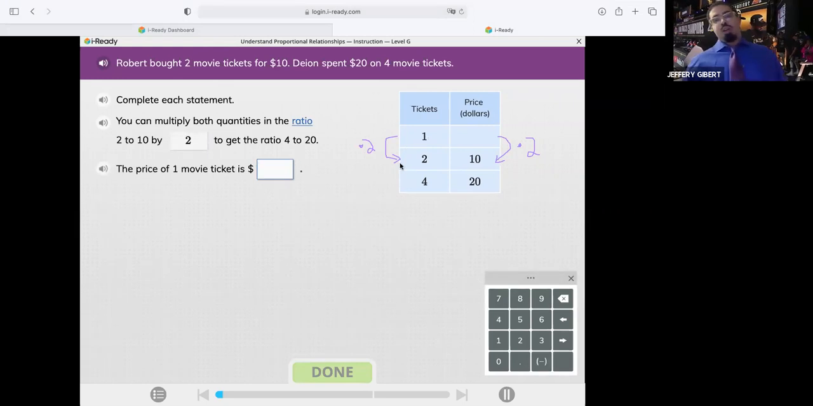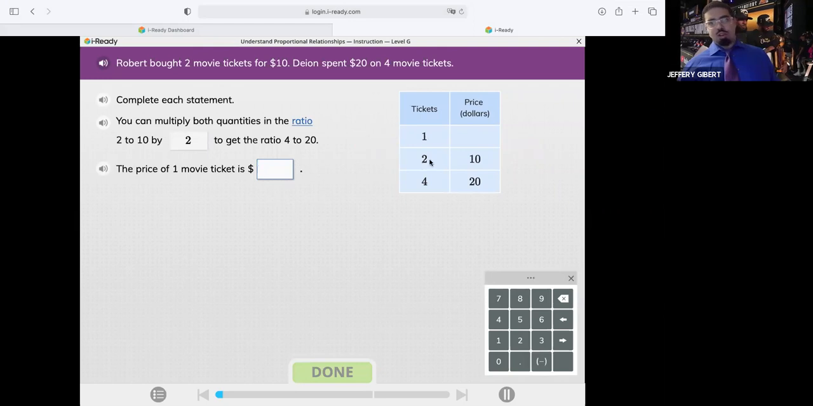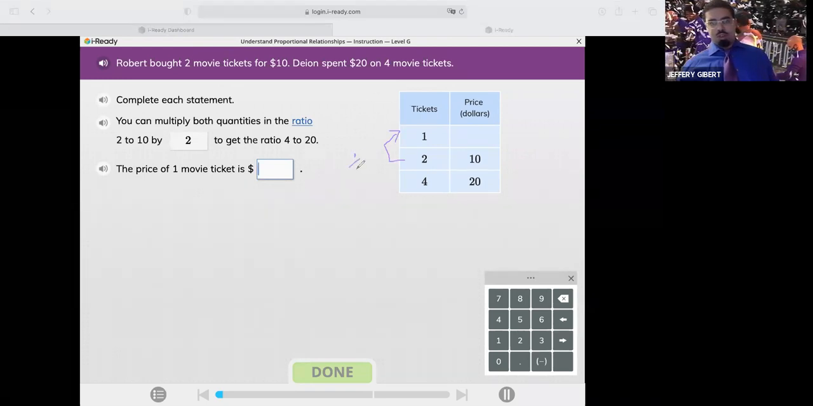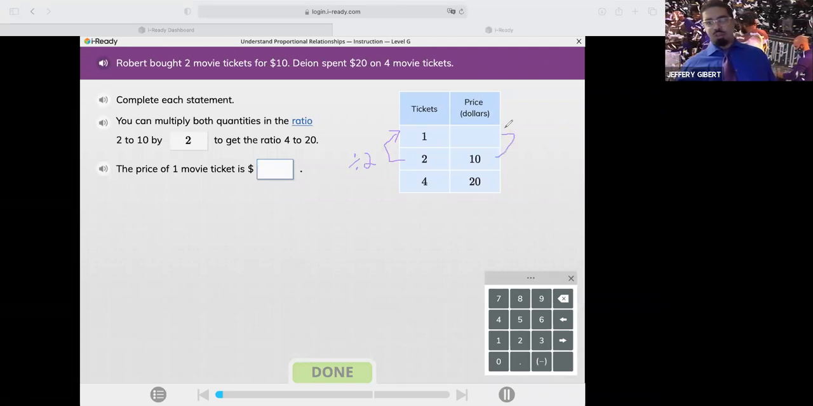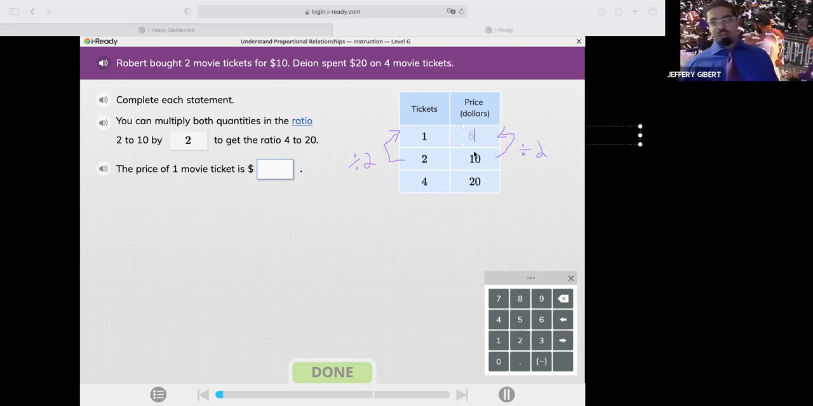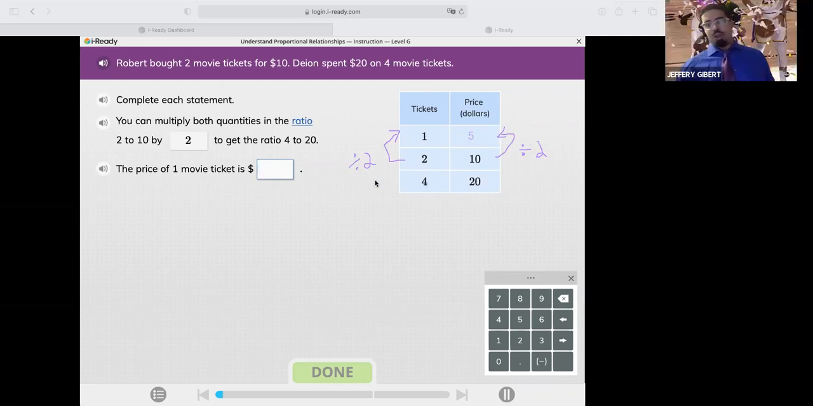So then if you want to get to 1, you work backwards. You can either start at 2 and 10 or you can start at 4 and 20. It doesn't really matter. So I'll start at 2 and 10. So to get from 2 to 1, you gotta divide by 2. So if I divide by 2 on the left side, to get from 10 to this number, I gotta divide by 2 on the right side. And 10 divided by 2 is 5. So this is 5. But if you would have started at 4 and 20, 4 divided by 4 is 1.